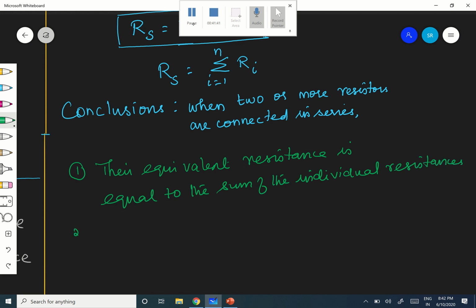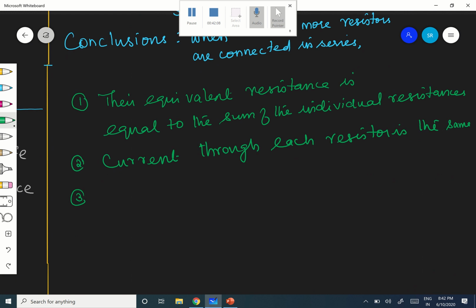Okay, then number two. Current through each resistor is the same. And number three, potential difference across different resistors are different. Correct? V1, V2, V3. So the potential differences across different resistors are different.